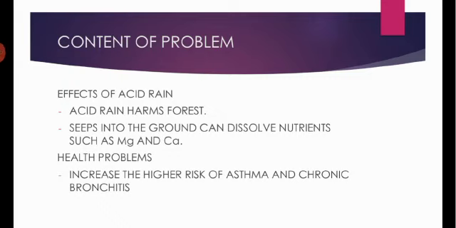Moreover, we will now talk about the content of problem. For starters, we have effects of acid rain. Acid rain harms forests, not just forests, but also the creatures that live inside them, which are the animals, the wild animals and so on. It seeps into the ground and can dissolve nutrients such as magnesium and calcium, and that will affect the food pyramid between the environment and also between the plants and animals.